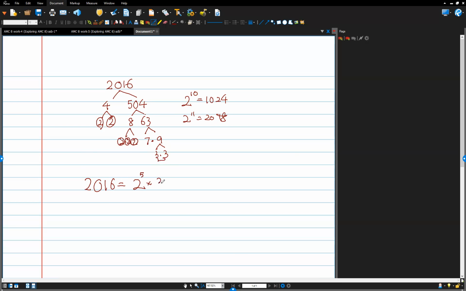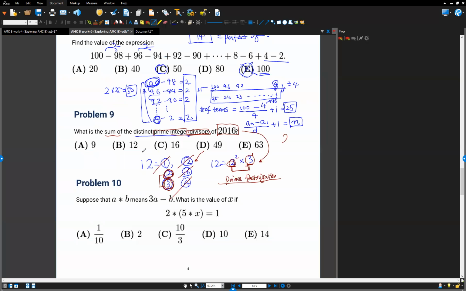And we have 3 squared. And we have 7. Okay, from here, you can find the prime factors already. Where are the prime factors? This is a prime factor. This is a prime factor. This is a prime factor. Right? What is the sum of all these prime factors? 2 plus 3 plus 7 is how much? 12 is the answer. Are you guys with me?